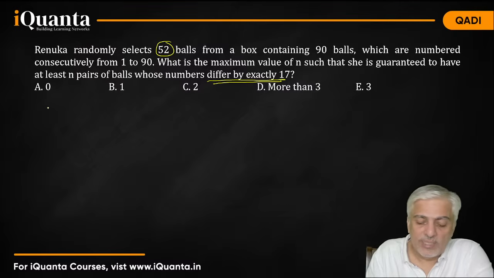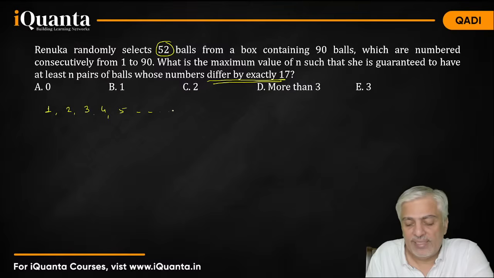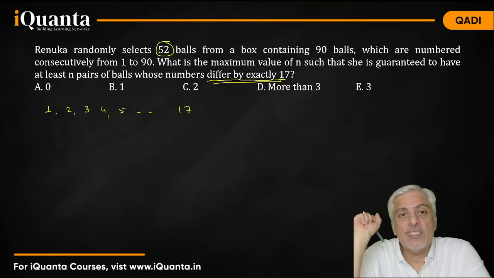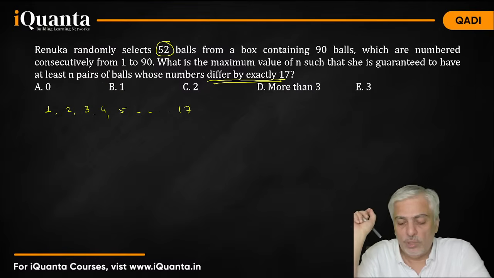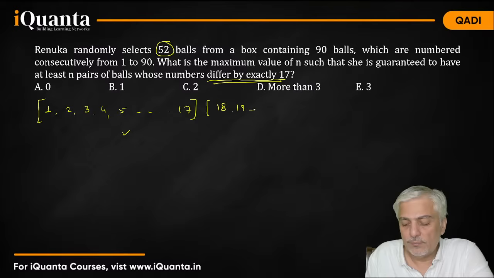So, if you take the smallest number as 1, you can take the next number 2, 3, 4, 5 up till 17. You can take 17 also, because 17 minus 1 is 16. They don't differ by 17. You can't take 18. Now remember which numbers you can't take. If you can't take 18, 19, 20, so on, obviously you can't take till 34. So 18 to 34 you will have to avoid.